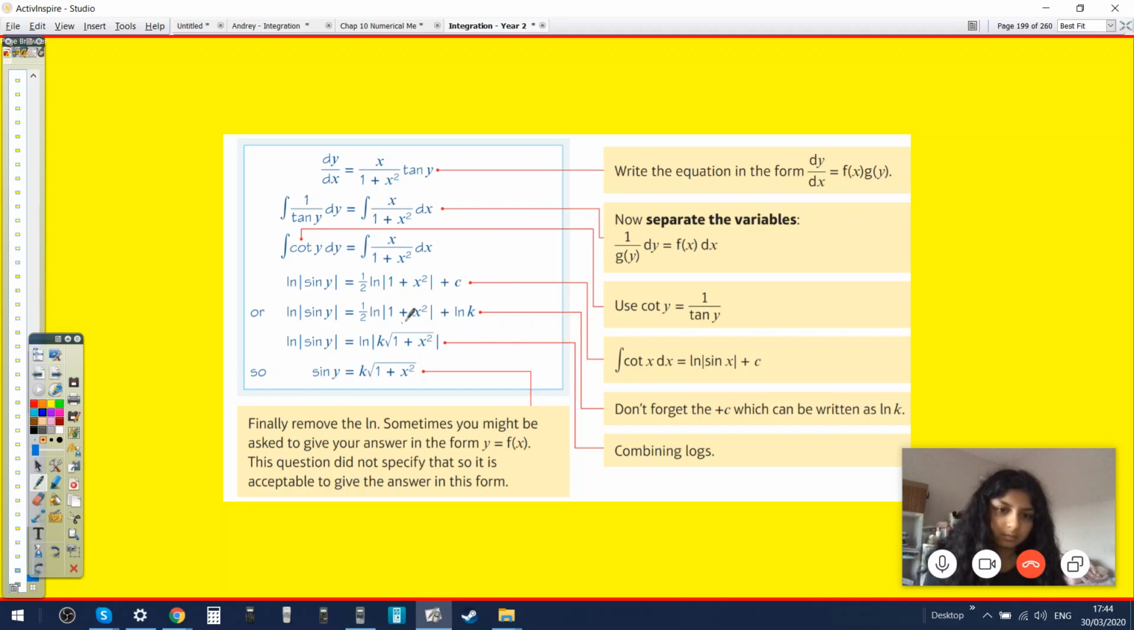And they did it by sin y is equal to k times 1 plus x. Why did they do k? Is k the constant? Why did they do multiplied by? So ln sin y equals a half ln plus ln of k. Why? Where'd you get ln k from? Don't forget the plus c, which can be written as ln k. So they wrote plus c as ln k so that they could incorporate it here as a coefficient.